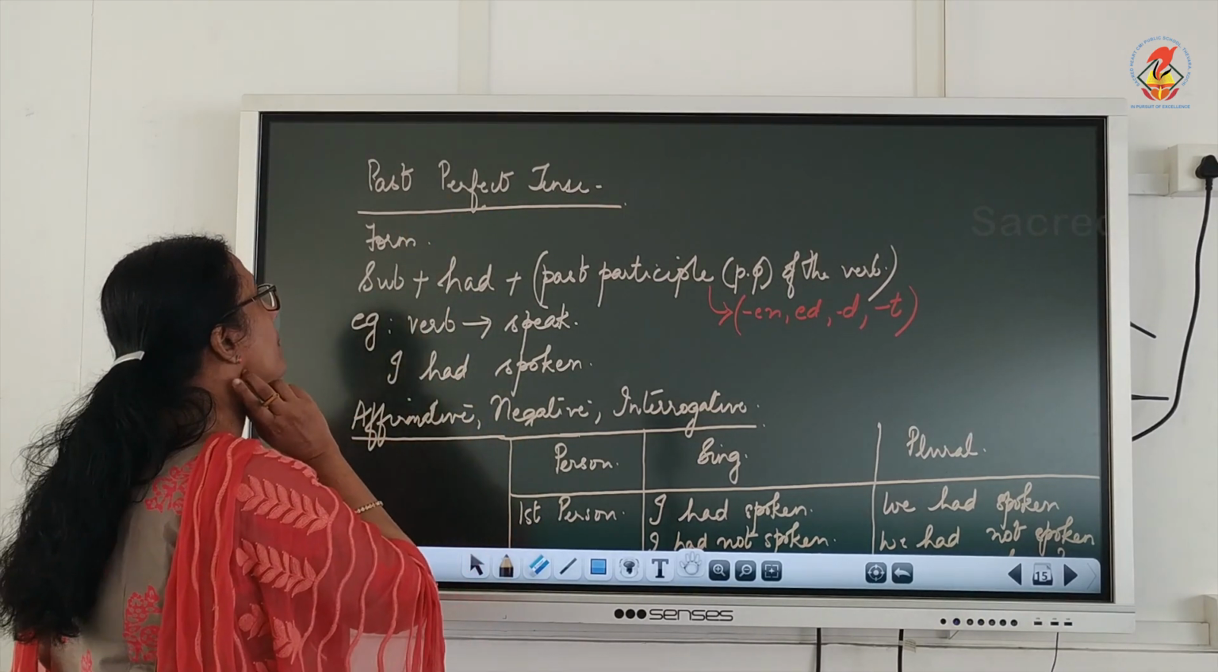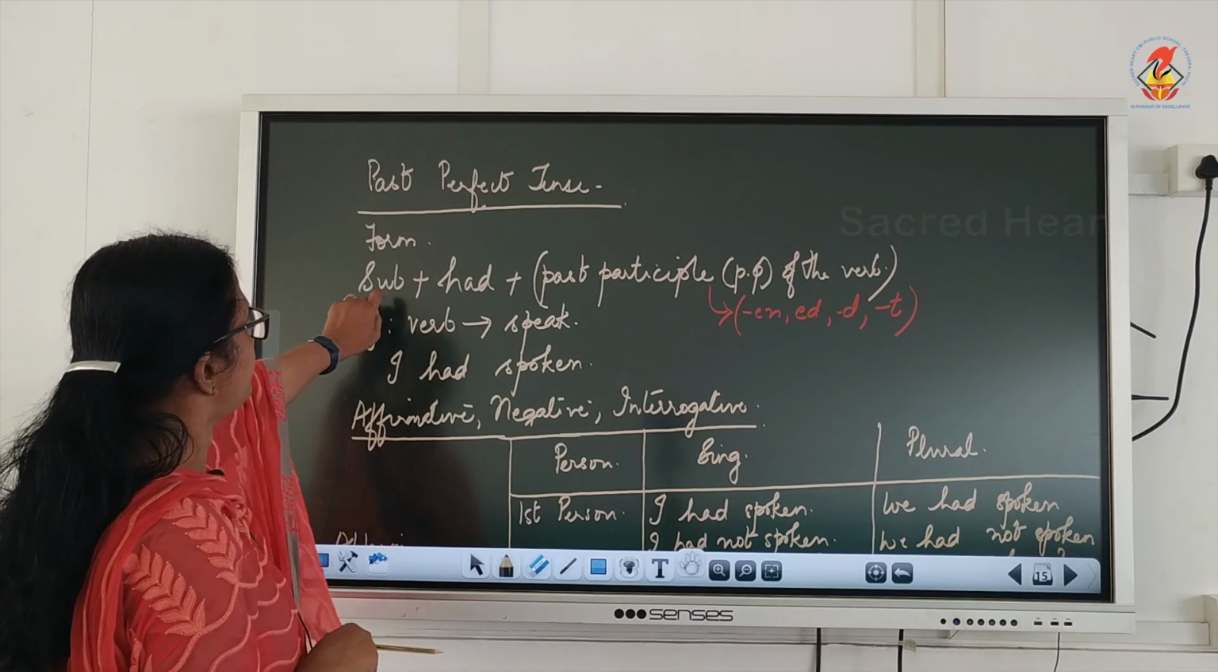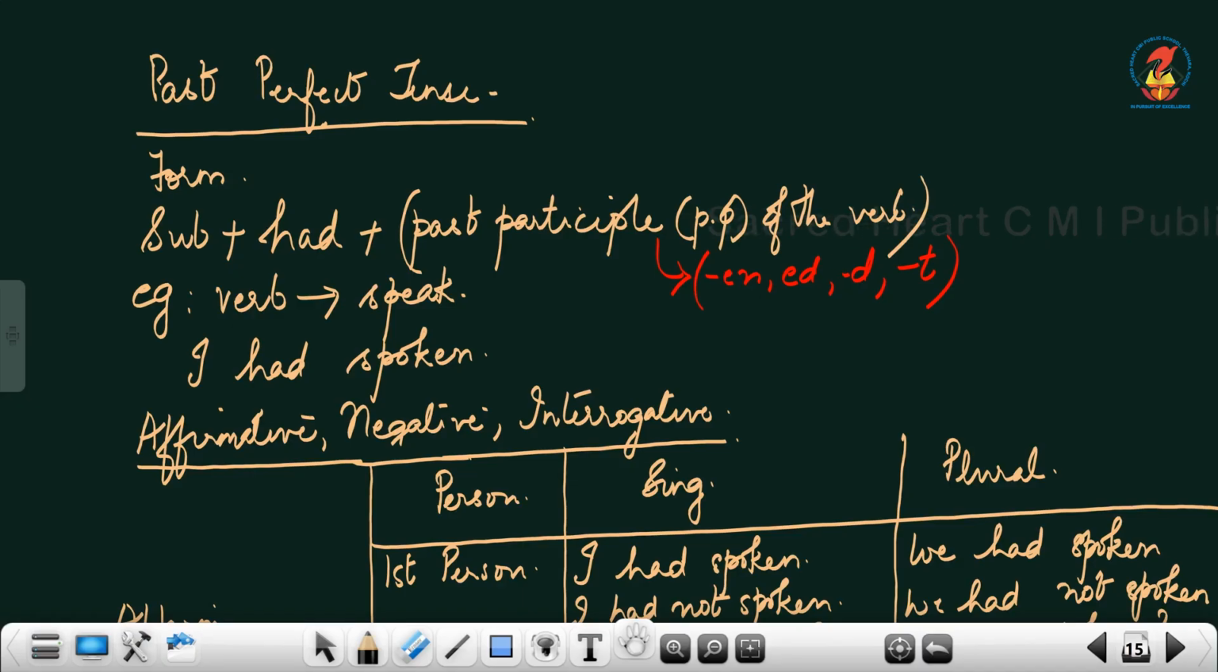Now, the past perfect tense. How are you going to express it? It is subject plus had, plus the past participle of the verb. I just used a short form there. Before also I have told you how you will express it: either it comes in en, ed, d or t. That is how you are going to express that.